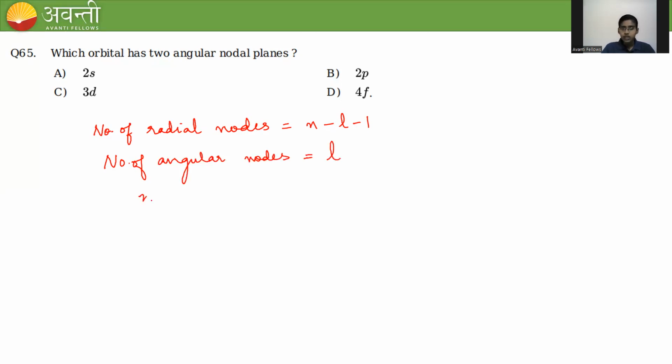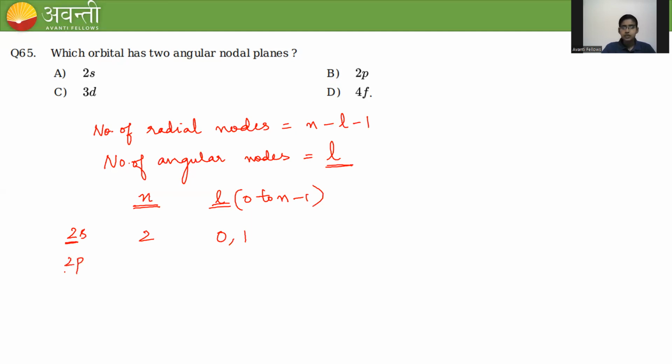Okay. So for a given value of n, l will have 0 to n minus 1 values, right? So we need to get 2 angular nodes. And angular node is nothing but the l. So we should get the l value as 2. Okay, for 2s orbital, the n value is 2, and l corresponds to 0 to n minus 1, means 0 and 1, since 2 minus 1 is 1. So we are not getting 2. Okay, so option A cannot be the answer.